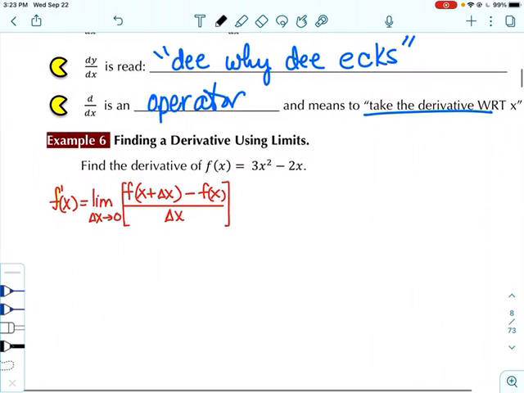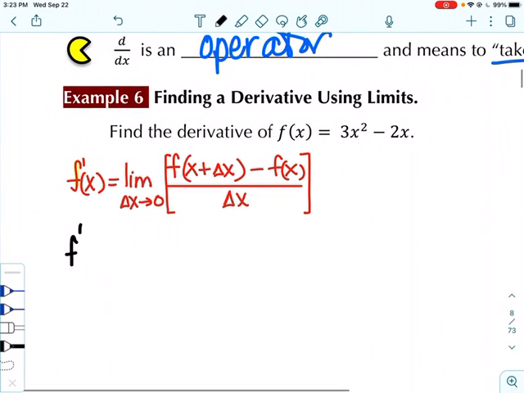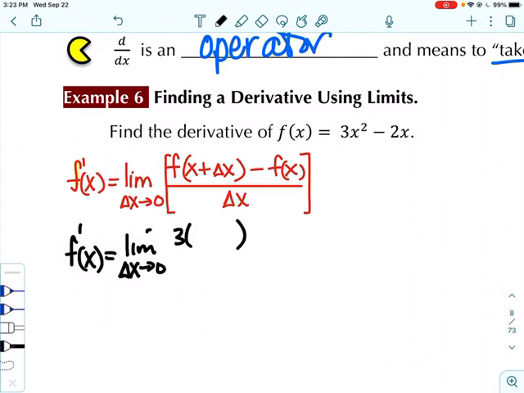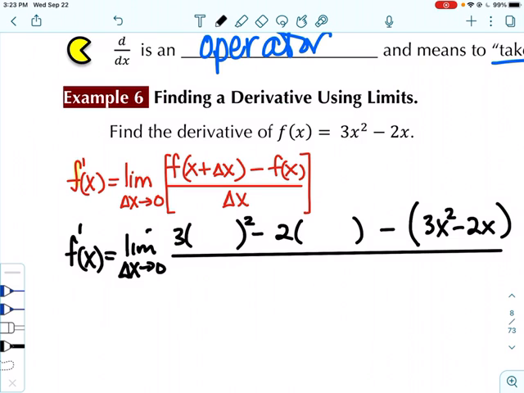So if we find the derivative of this function, we're going to say f prime of x then is equal to the limit as delta x approaches 0, and I'm going to put in 3 times the input squared minus 2 times the input, minus, I'm going to put a big parenthesis, I'm just going to put in 3x squared minus 2x for my f of x. All of that is then going to be over delta x. I'll fill in just a second. So remember, with f of x plus delta x, it means that we're going to be replacing x with x plus delta x.